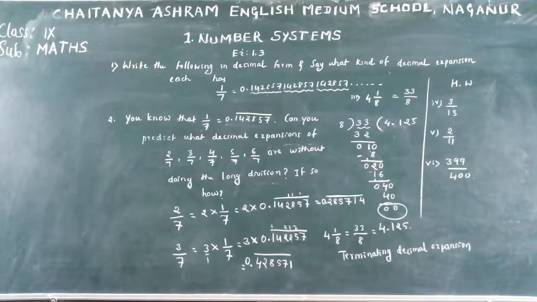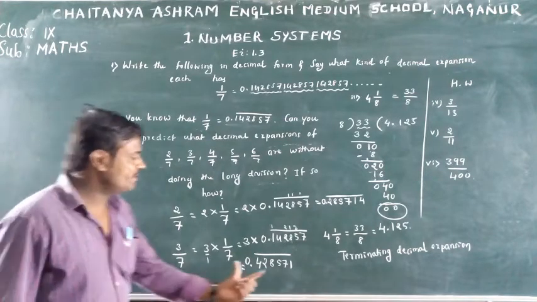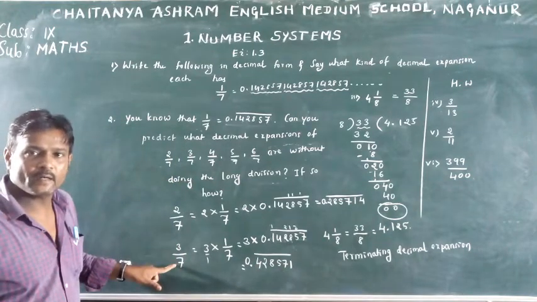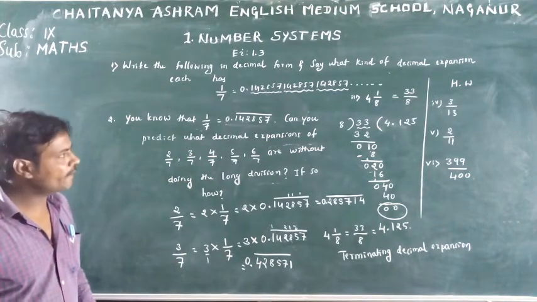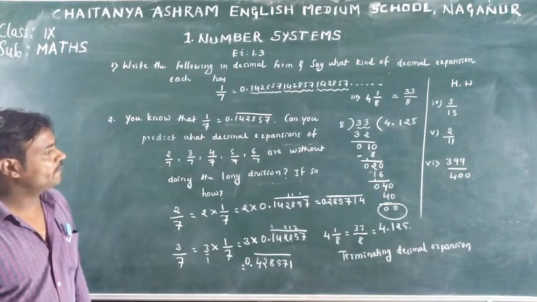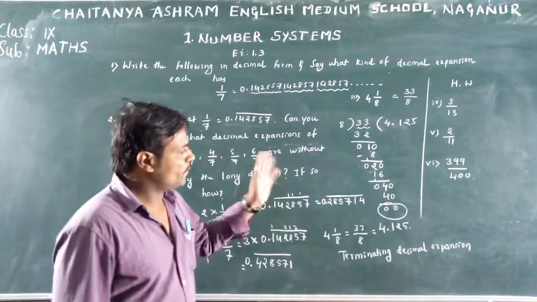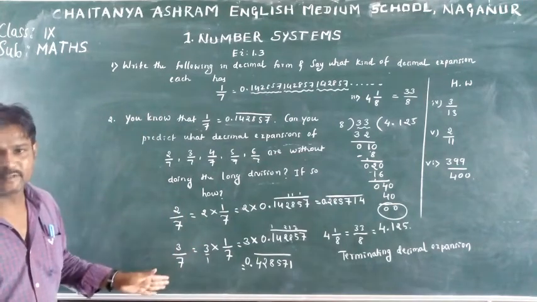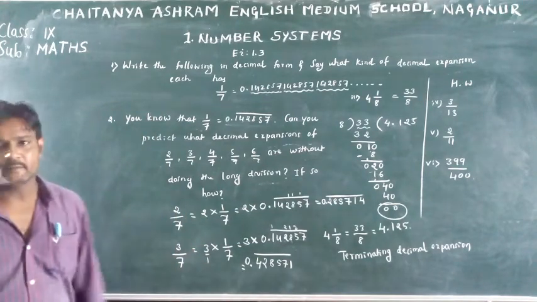Okay, dear children, this is the decimal expansion of 3 by 7 without doing actual division. Okay, clear? Then, dear children, pause the video and write these solutions. We'll come back. Right.